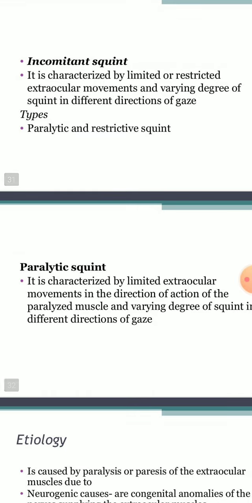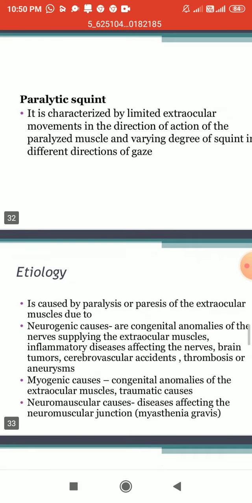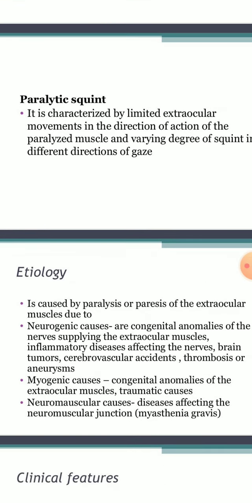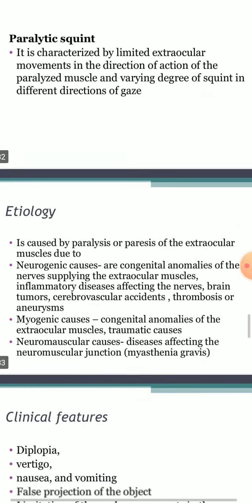Incomitant squint. It is characterized by limited or restricted extraocular movement and varying degree of squint in different directions of gaze. Paralytic and restrictive squint. Paralytic squint is characterized by limited extraocular movement in the direction of action of the paralyzed muscles and varying degree of squint in different directions of gaze.